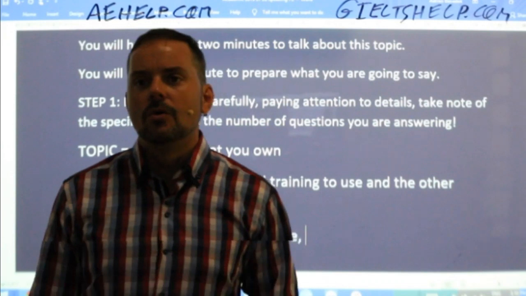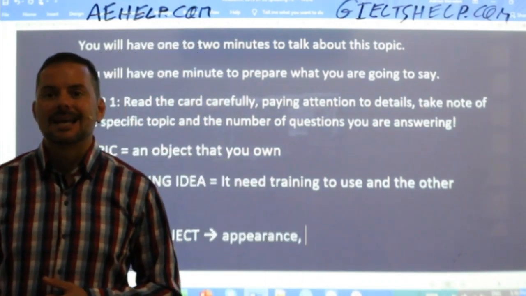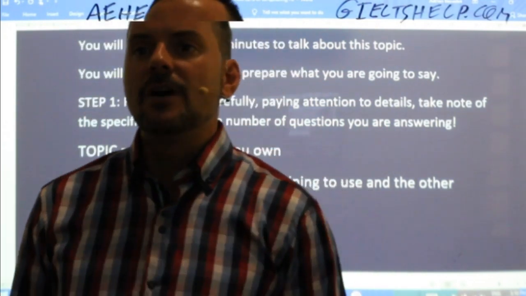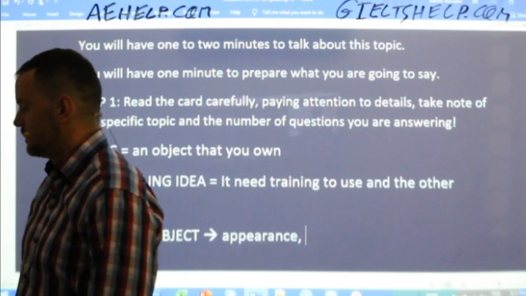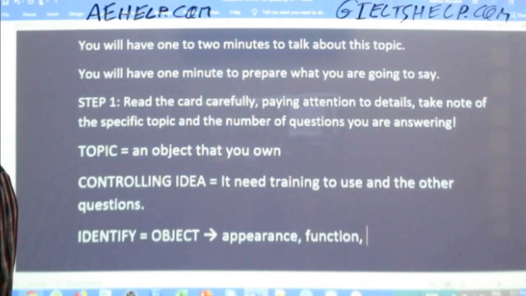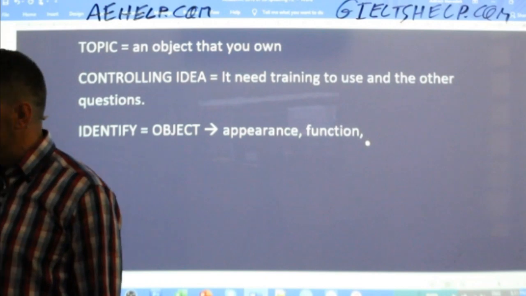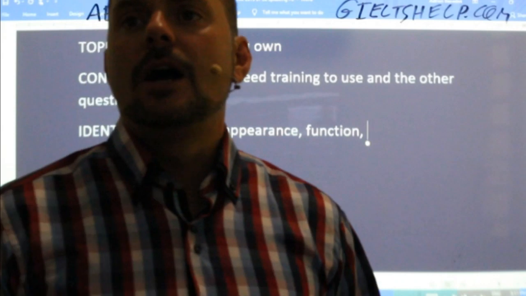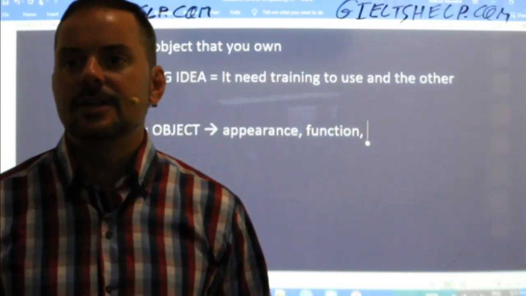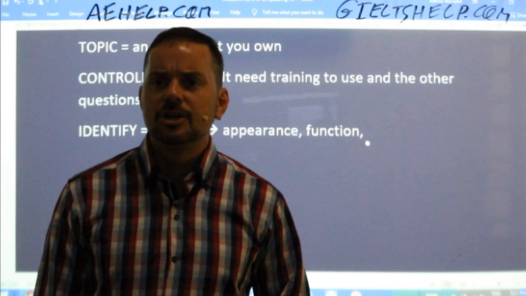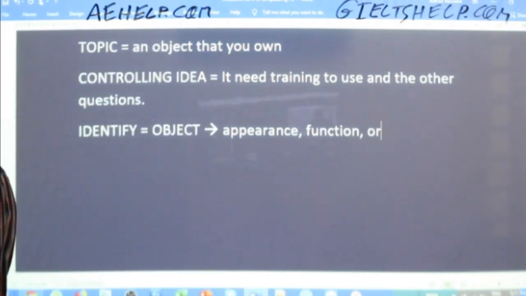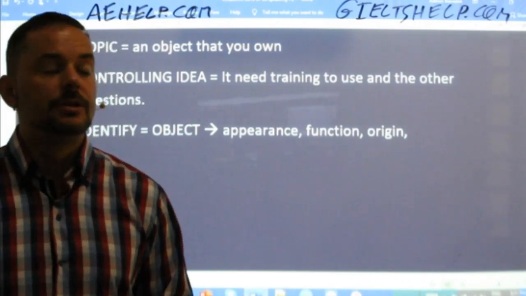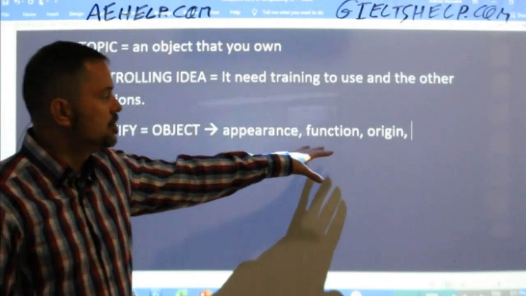Okay. So now Mohammed Farak says you have to talk about its function. Yeah, absolutely. So what is it used for? So when you're talking about an object, its appearance, its function, so how is it used? What is it used for? Kuram says cost, not necessarily. Amarjit says where you get it from, so it's origin. Yeah. Where do you get it from? Okay, absolutely. So appearance, function, origin.